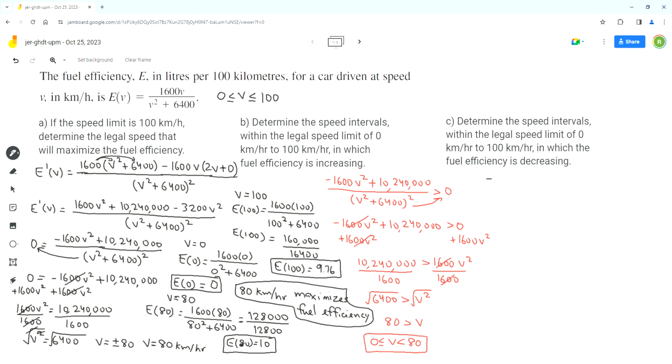So our first step is negative 1600 V square plus 10,240,000 over V square over 6400 square should be less than 0, because the fuel efficiency is decreasing, so the slope of the tangent should be negative. Now we can cross multiply the denominator, so we get negative 1600 V square plus 10,240,000 is less than 0. And now we can move the 1600 V square to the right side to make it positive. So we'll add 1600 V square to both sides.